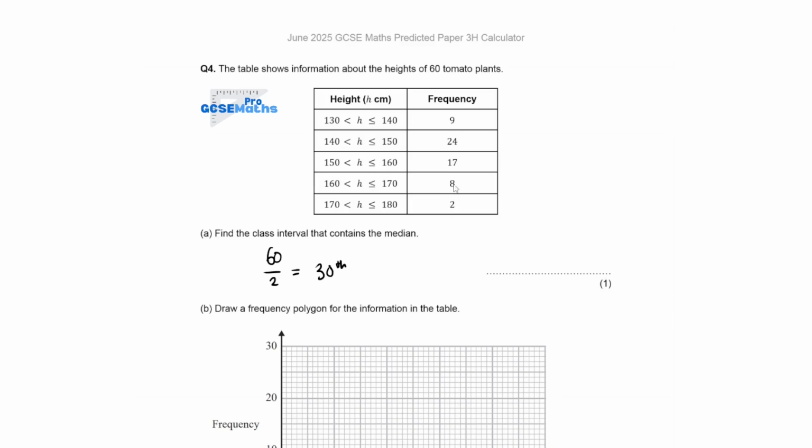So imagine that these are all listed in order. The first row includes the first 9 plants, so that's not enough. If I then add on the second row, that goes from plant number 10 up to plant number 33. So that starts at plant number 10 up to 33. So yes, it would be in this second row here. 140, H, 150.